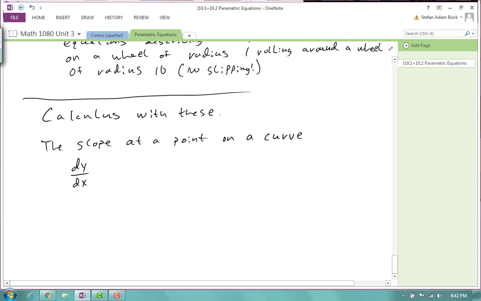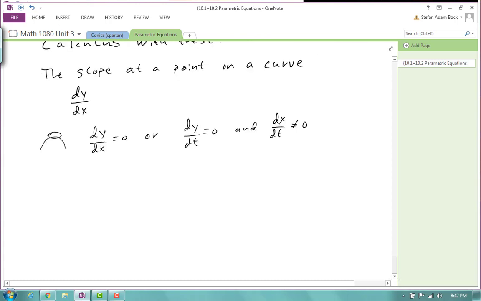However, there are two places I can talk about having a slope of 0. If I want a maximal height type of situation, this means that dy dx is equal to 0, or specifically, dy dt is equal to 0, and dx dt is not equal to 0. And the reason for that actually kind of goes back to chain rule, is because dy over dx is equal to dy dt divided by dx dt.